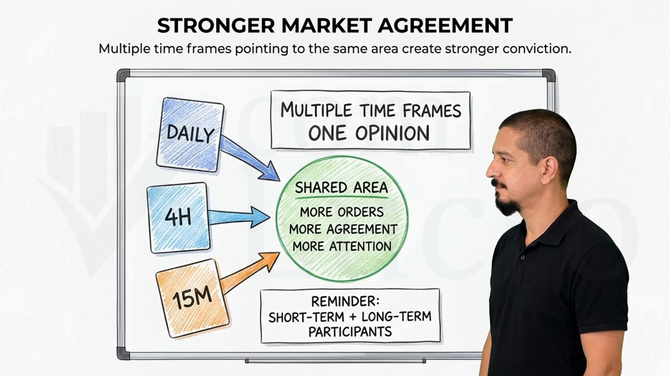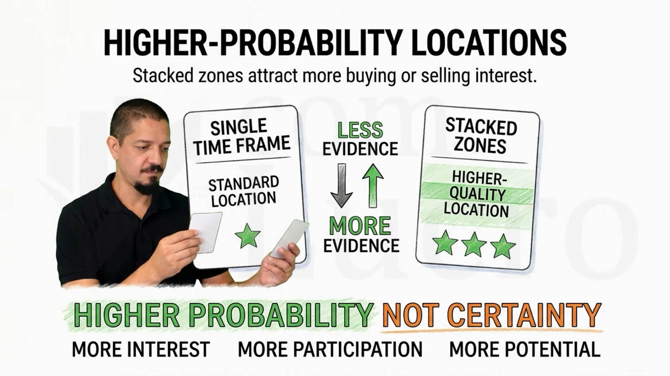When zones overlap across multiple timeframes, it often indicates a higher concentration of resting orders and stronger agreement between short-term and long-term market participants. Instead of relying on a single level, we now have multiple layers of support reinforcing the same area. As a result, price is more likely to react when it returns to that zone. This does not guarantee that the trade will work, but it increases the probability that the area will attract meaningful buying or selling interest. That is why stacked zones are often considered higher quality trading locations.